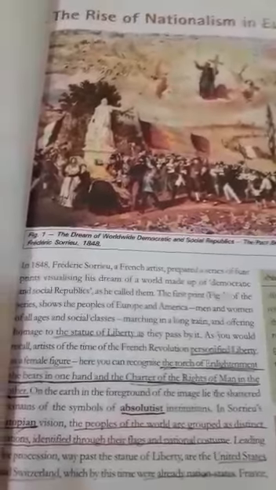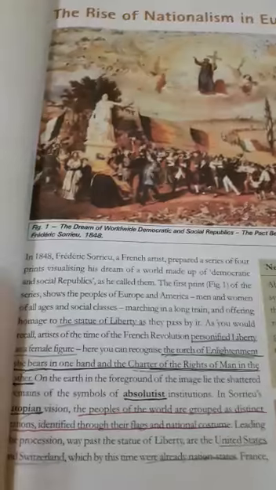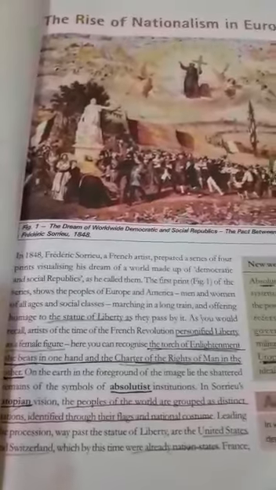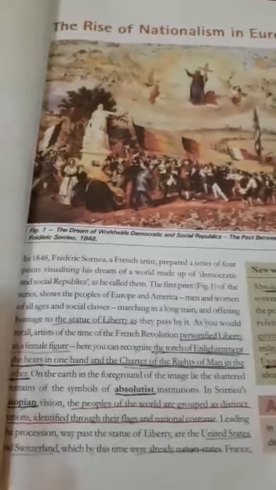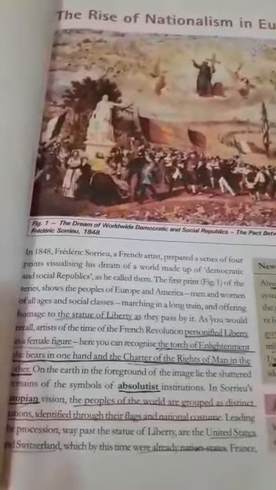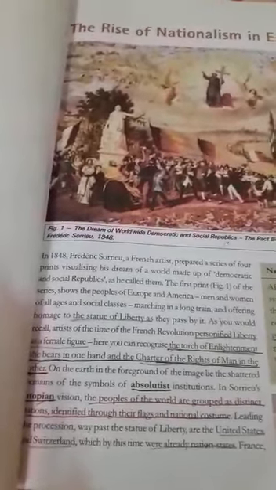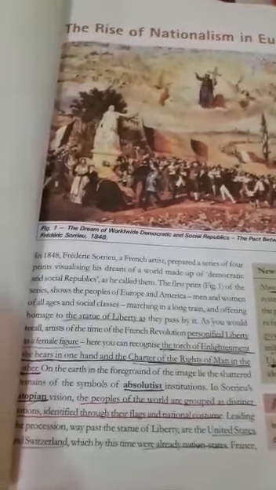In his first print, he shows the people of Europe and America, men and women of all ages and social classes, marching in a long line and offering homage to the Statue of Liberty. During the French Revolution, liberty was personified as a female figure called allegory, which we will do later. In one hand, she bears the torch of enlightenment, and in the other, the Charter of the Rights of Man.